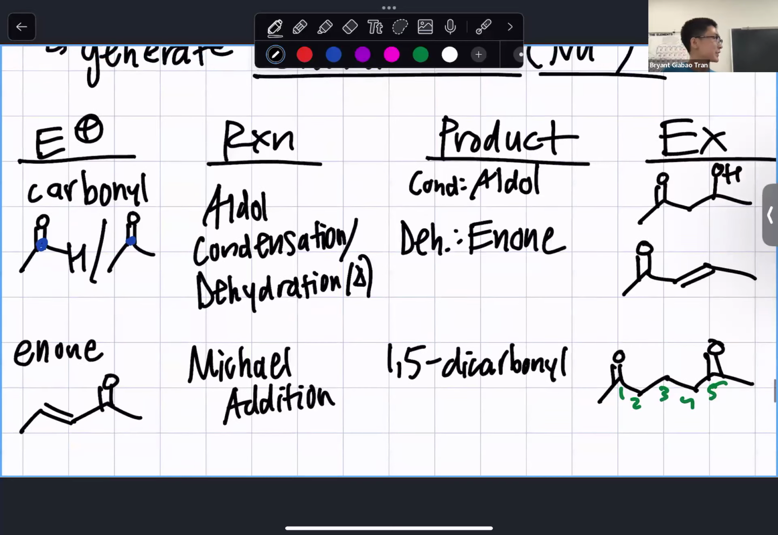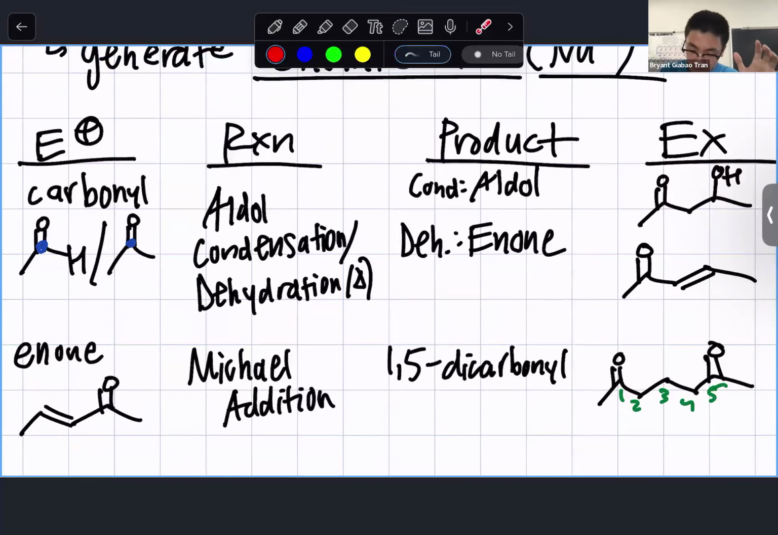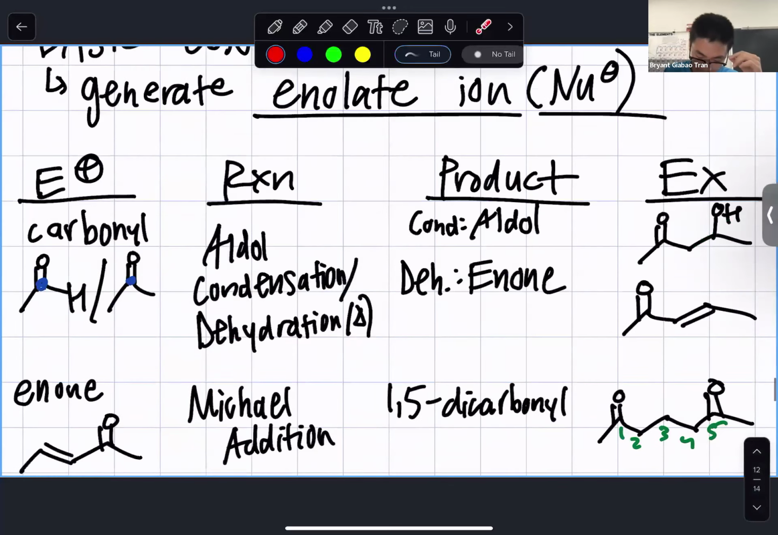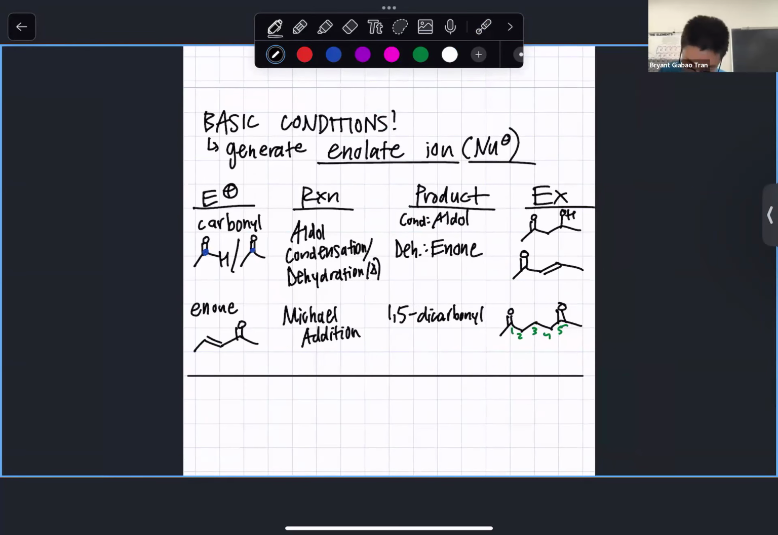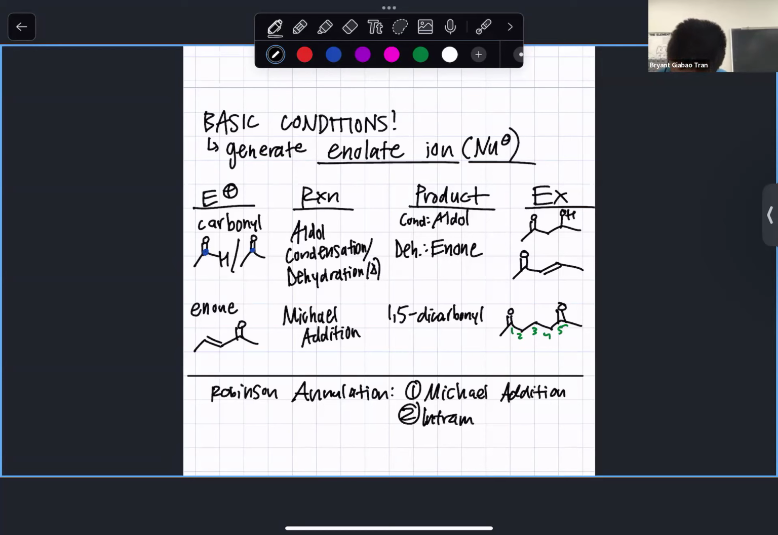Robinson annulation is a little trickier to see. The nucleophile for Robinson is still enolate, but it combines these reactions here. Let me make that as a separate thing. Robinson annulation is the big one. The first step of Robinson is Michael addition. And then the second step of Robinson is intramolecular aldol condensation or dehydration, depending on whether you have heat. Most likely dehydration.